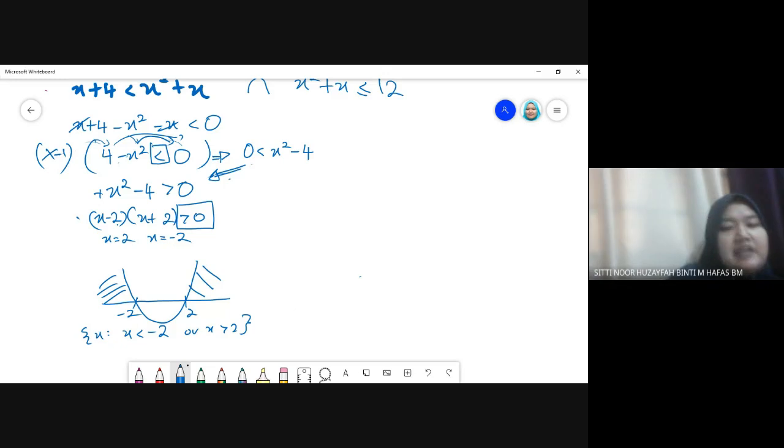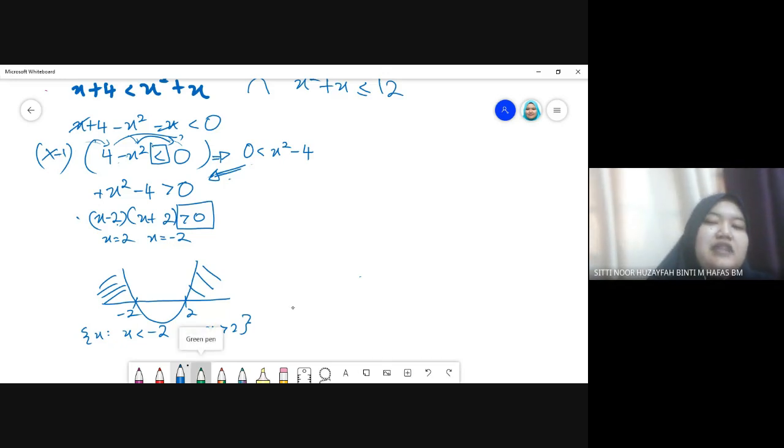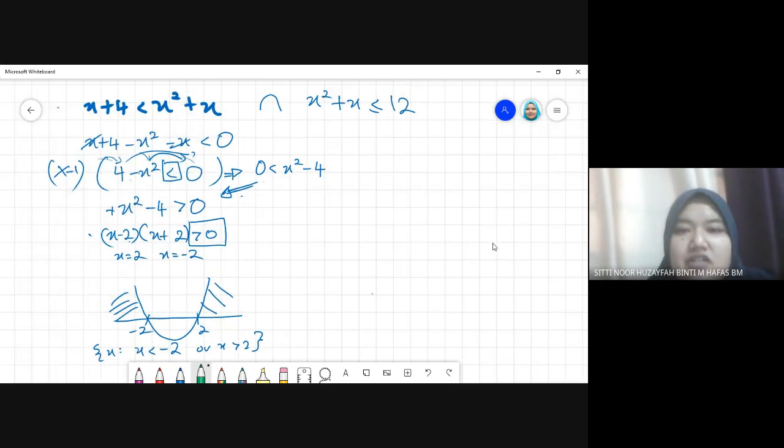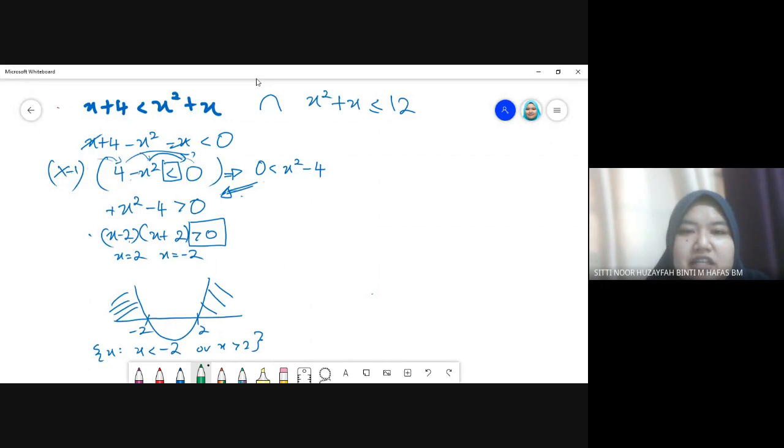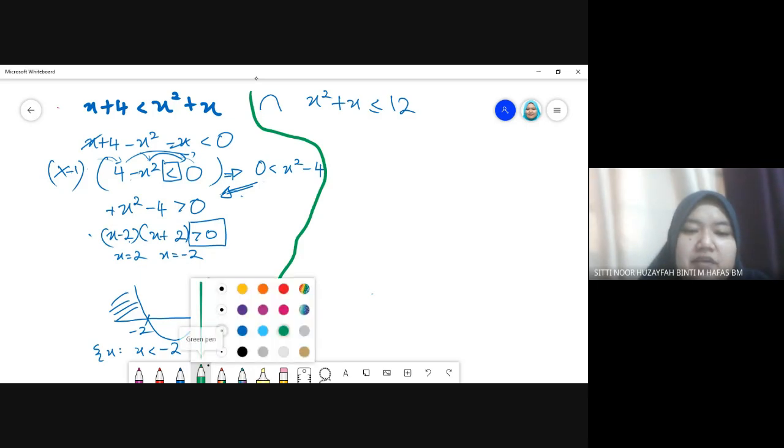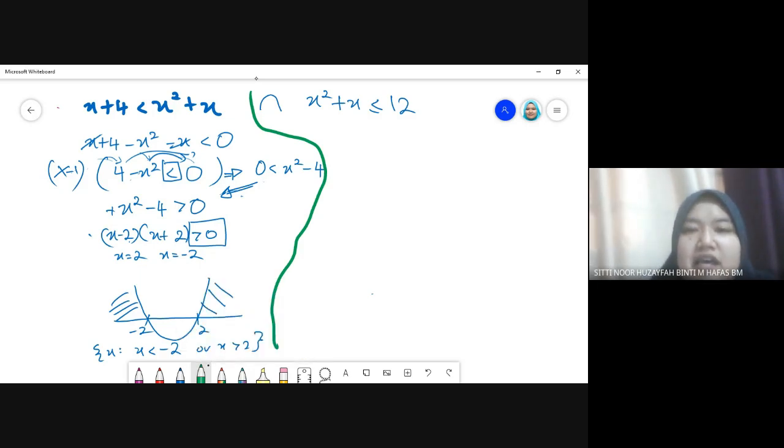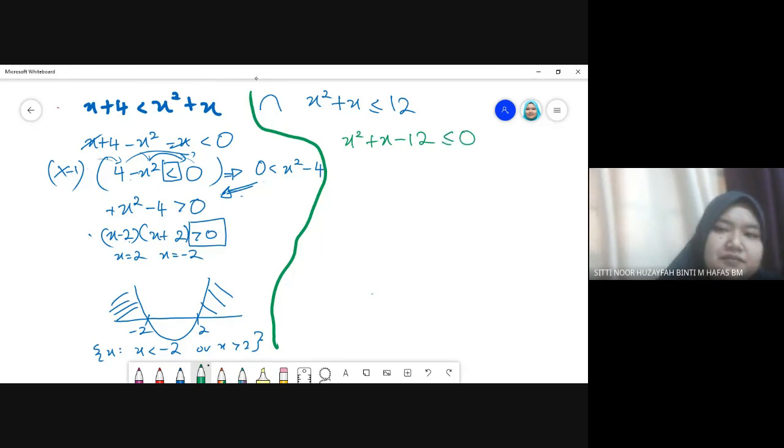Tapi tak habis lagi. Pasal apa? Yang satu lagi ni tak siap, betul tak? So kena selesaikan yang satu lagi ni. Belah kanan ni kena selesaikan. So apa yang you dapat belah kanan? X kuasa 2 tambah X, nak kuadratik. So belah kanan kena kosong. So tolak 12 kurang daripada sama dengan kosong. So kuadratik you factorize lah.